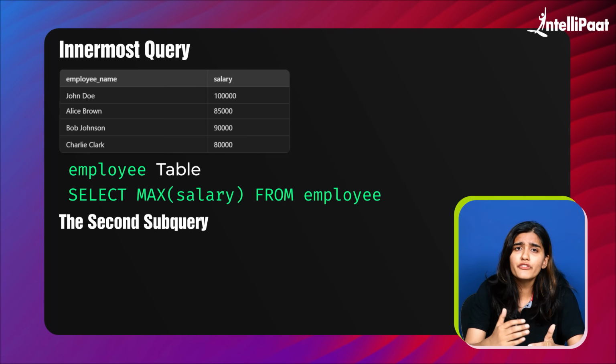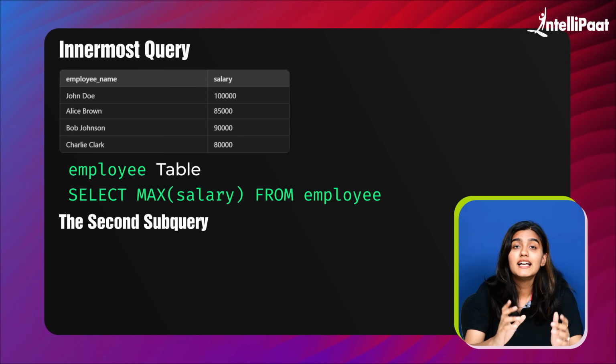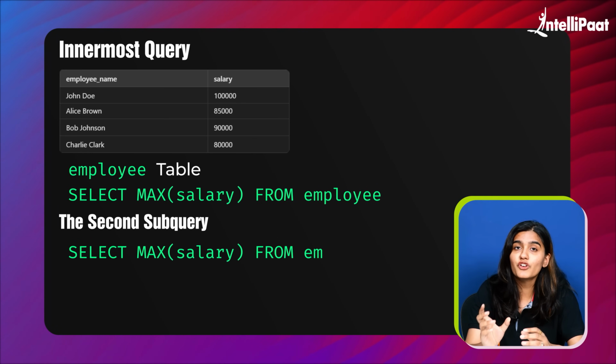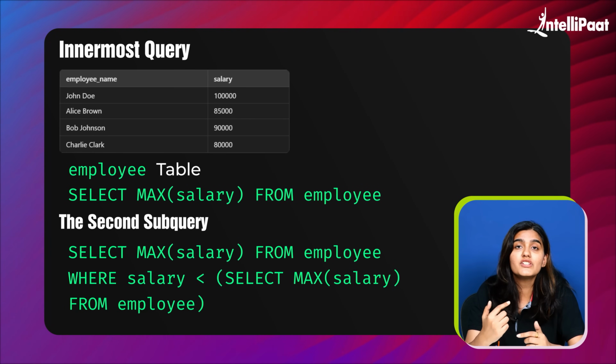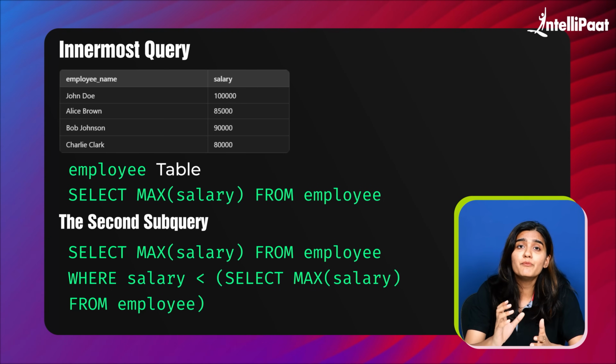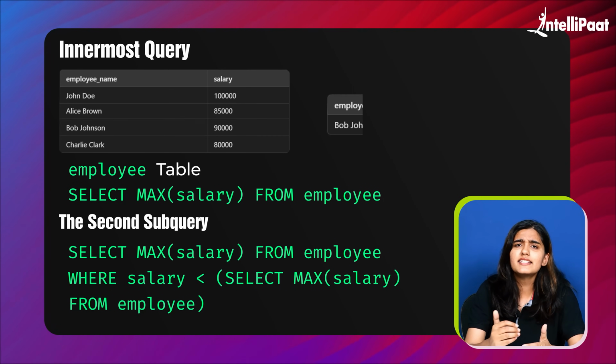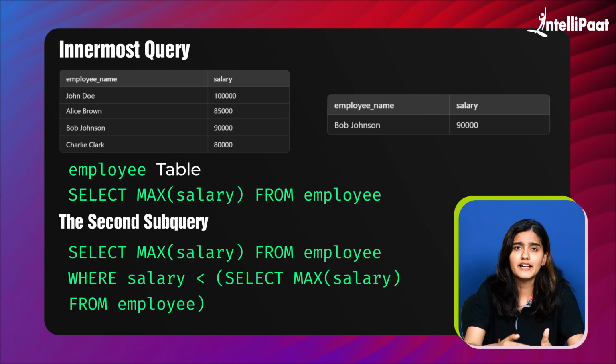The second subquery filters out the salaries that are less than the maximum by executing select max salary from employee table where salary is less than the subquery which we just performed, which is select max salary from employee, by applying max to the remaining salaries. This subquery identifies the second highest salary. In this case, it could be 90,000.